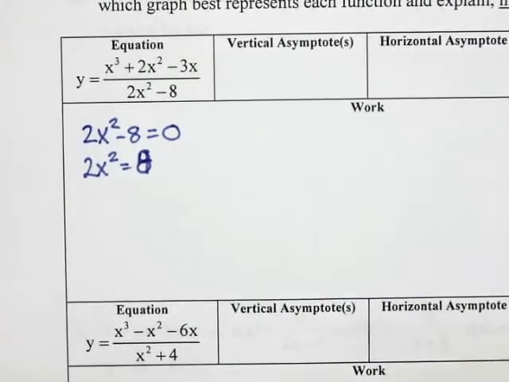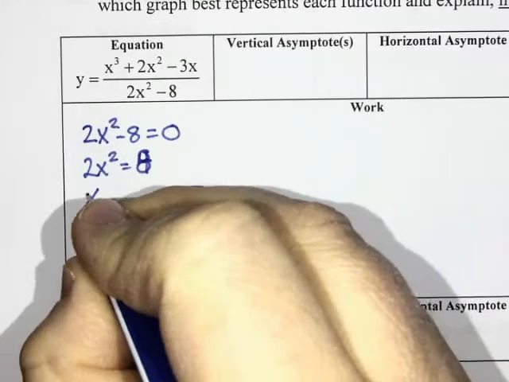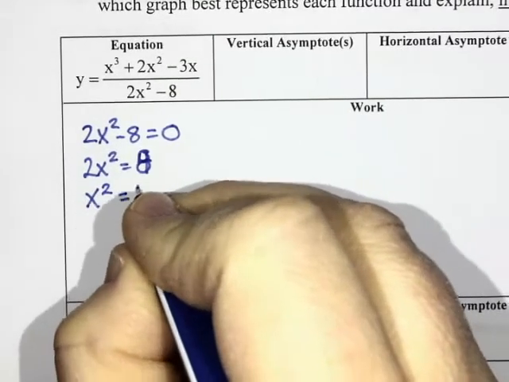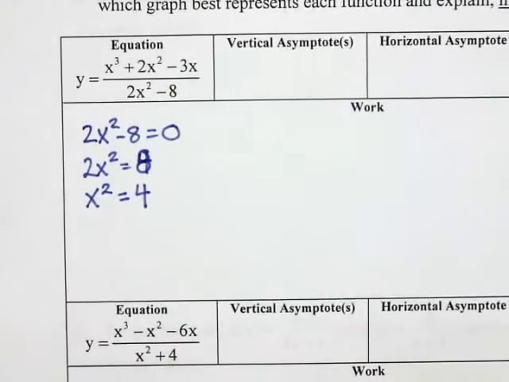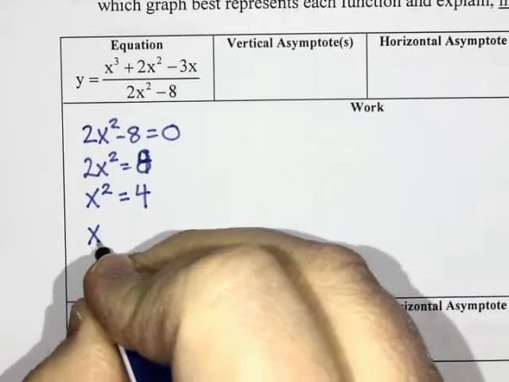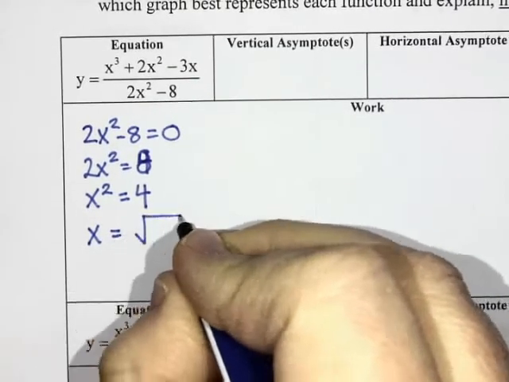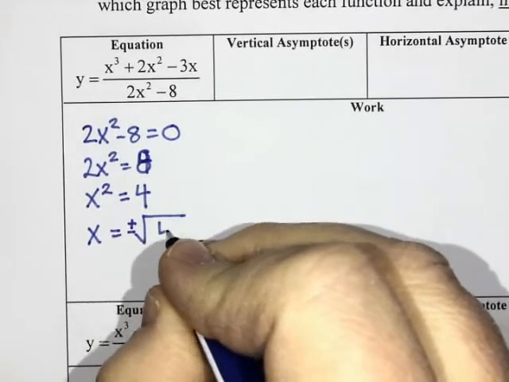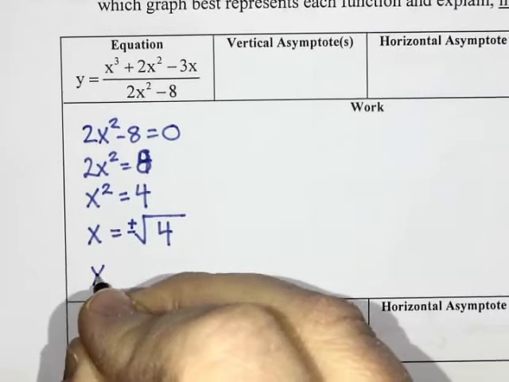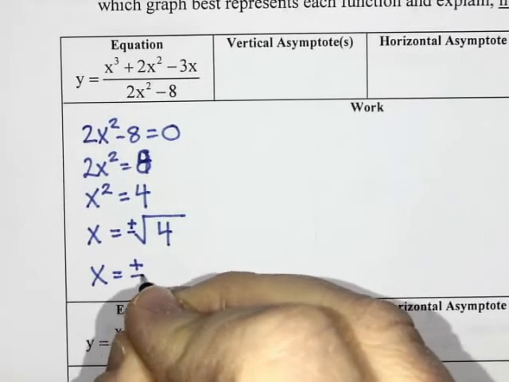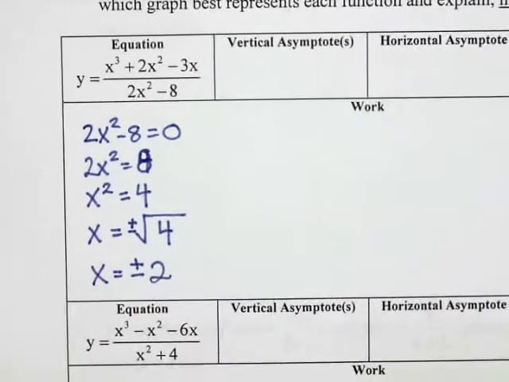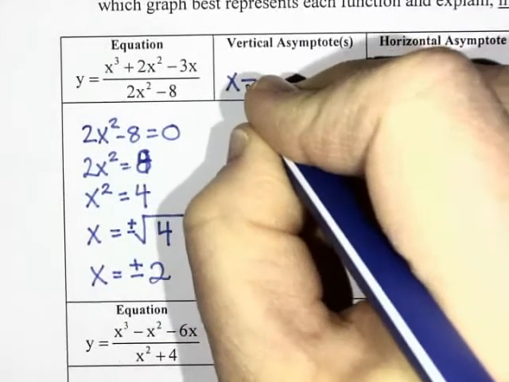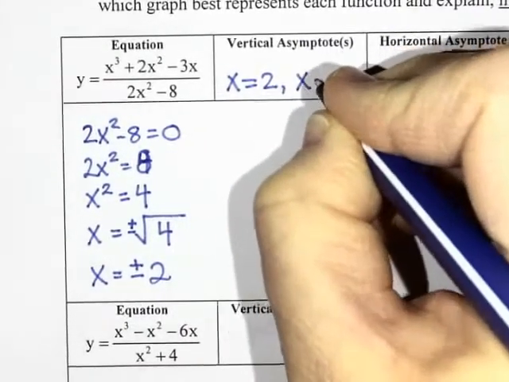Okay, I'm going to get 8, and then I'm going to divide by 2, which gives me 4. So x squared equals 4, and then I'm going to square root, and when we square root, we get a positive and a negative answer. So I get plus and minus the square root of 4, which is plus and minus 2. So there are 2 asymptotes, one at positive 2 and one at negative 2.